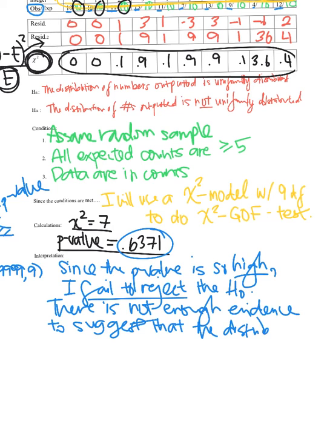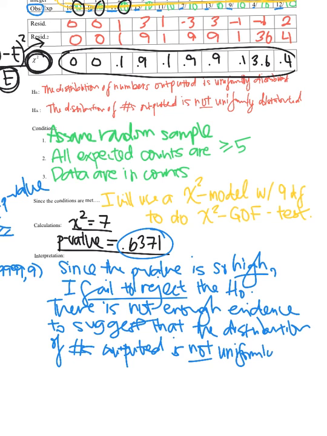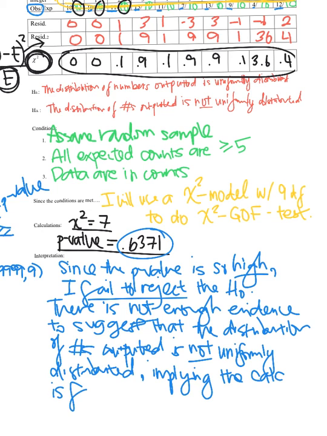the distribution of numbers outputted is not uniformly distributed. And if you want, you can even put a final end to this, which suggests or implies the calculator is fair. And I wasn't picking on that student.